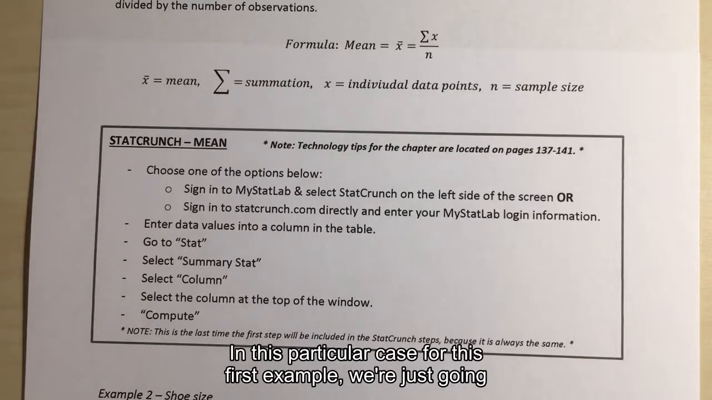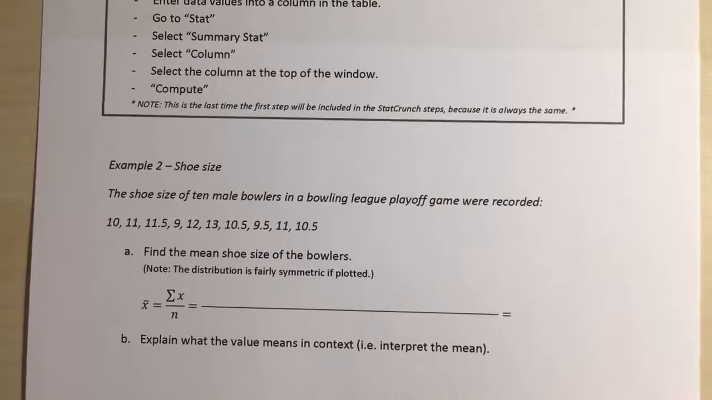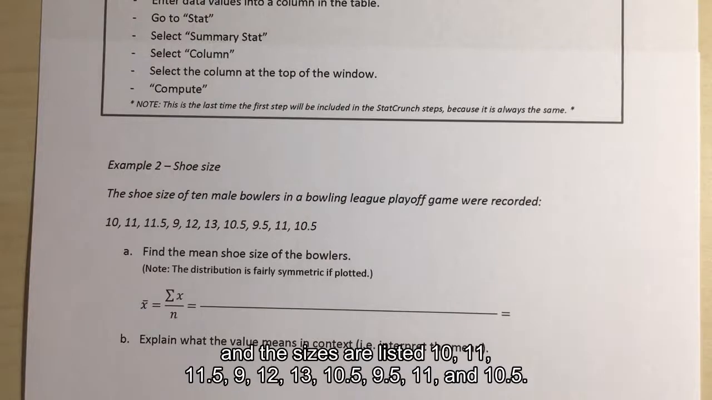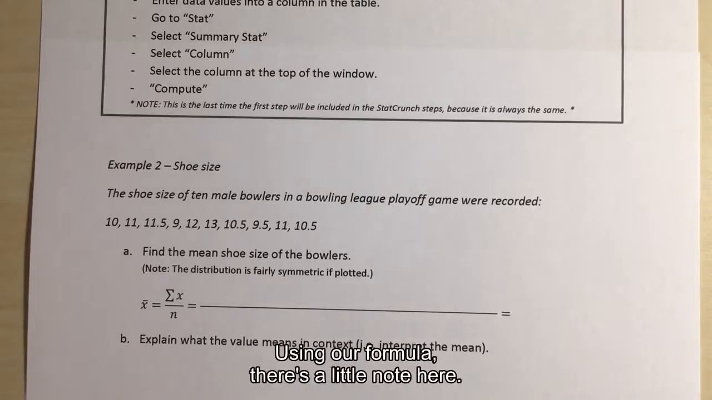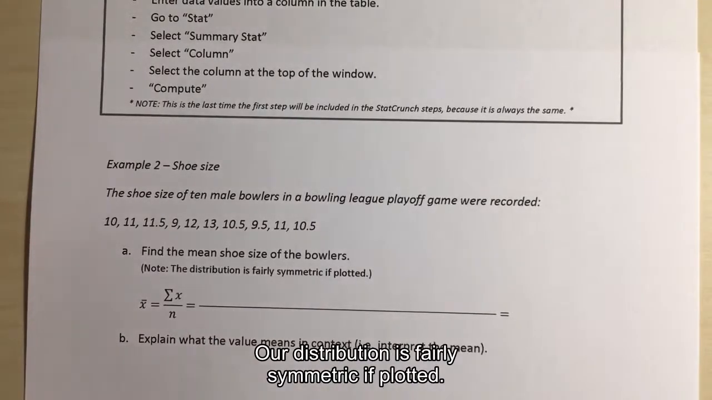All right, in this particular case, for this first example, we're just going to walk through this one by hand. The shoe sizes of 10 male bowlers in a bowling league playoff game were recorded. The sizes are listed: 10, 11, 11.5, 9, 12, 13, 10.5, 9.5, 11, and 10.5. Find the mean shoe size of the bowlers. All right, so using our formula, there's a little note here: our distribution is fairly symmetric if plotted.